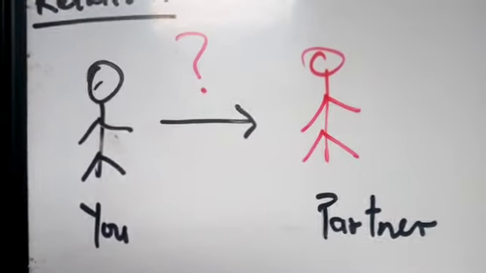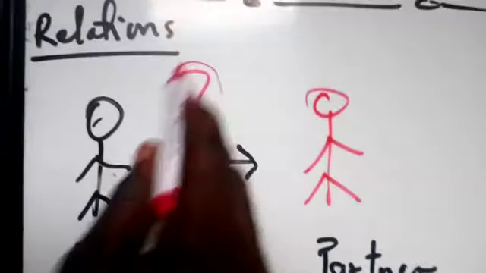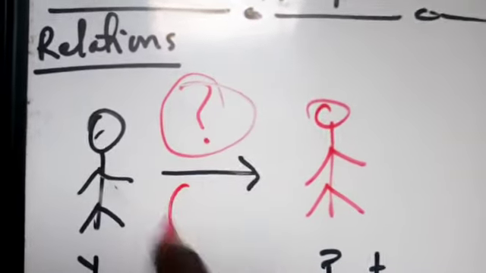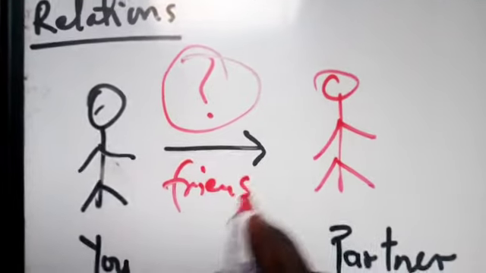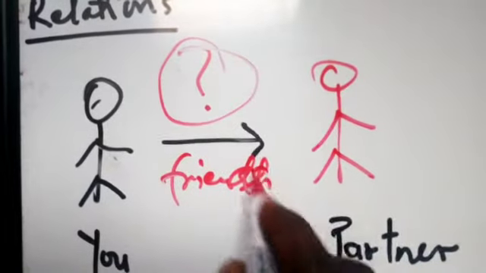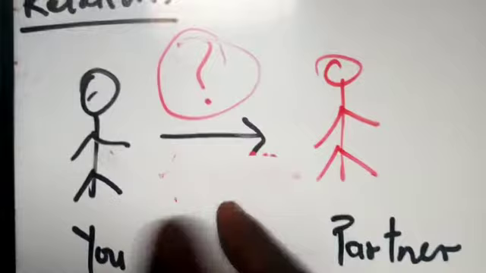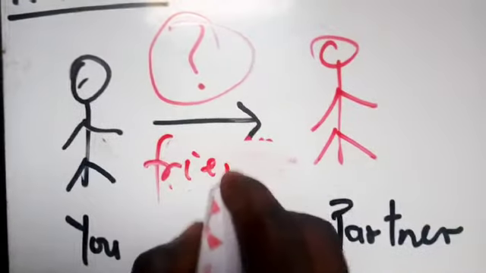So the relationship between you is what we are going to talk about, right? So what will be the relation between you? So maybe a friend, so that should be what? Friendship, right? So maybe you have a friendship here. Let me clean this nicely. So that will be friendship.